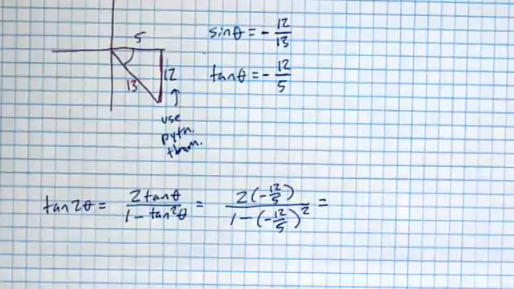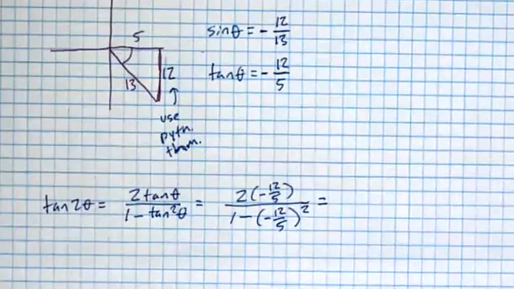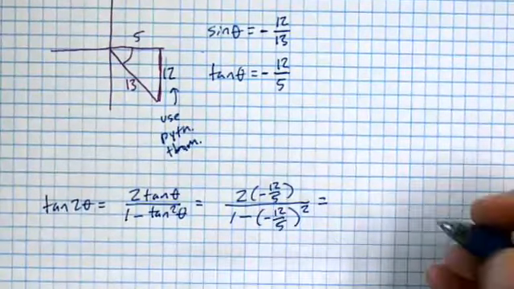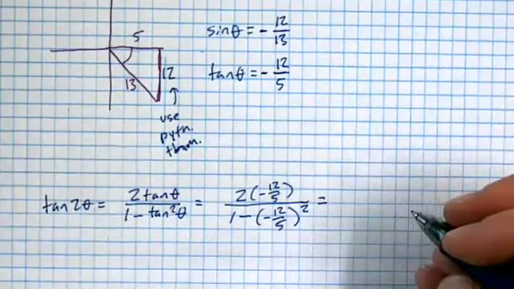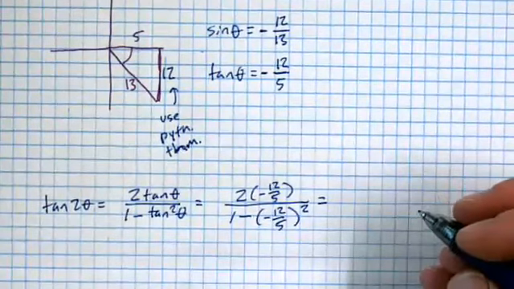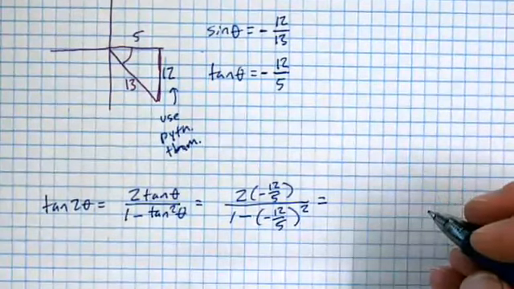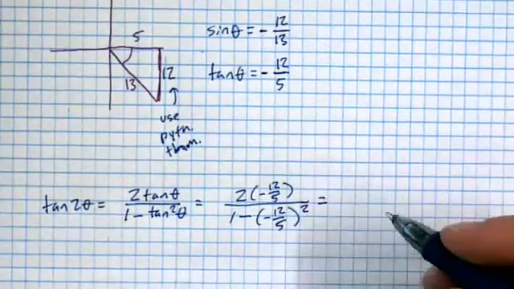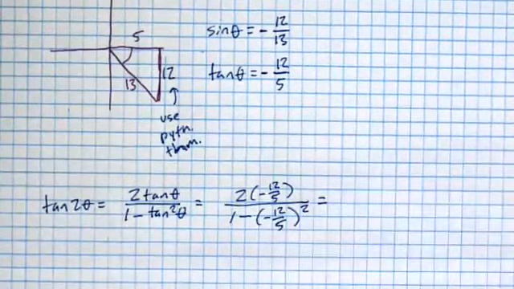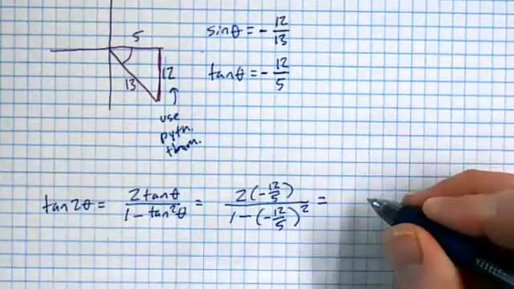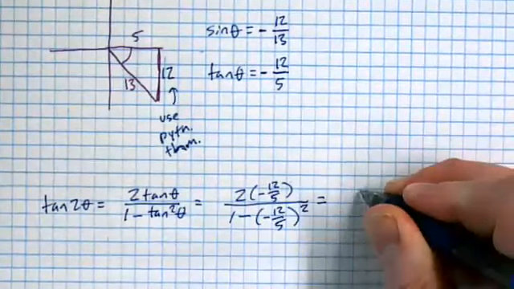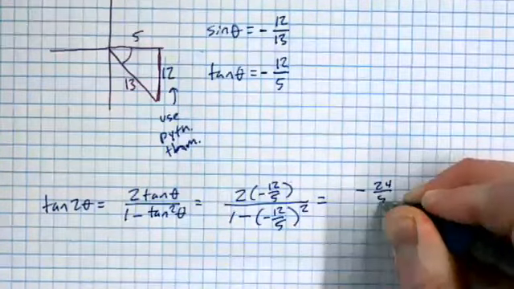Let's see here. What do we got? Calculator will actually do this for us. If you all know how to use your calculator to do this, you can type this in and just do math frac and it'll simplify it for you. I'll do it the old-fashioned way though. 2 times 12 over 5. It's going to be negative 24 over 5.